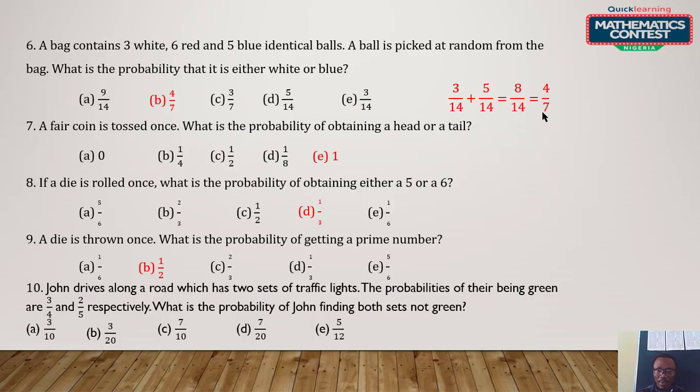Okay, time up. The answer is 3 over 20. Let's see if I add a solution. Now, look at it. The probabilities of the lights being green are 3 over 4 and 2 over 5. Now, what is the probability of both of them not green? The probability of the first one not green is 1 minus 3 over 4, which is 1 over 4. The second one not green is 1 minus 2 over 5, which is 3 over 5. So 1 times 3 is 3, 4 times 5 is 20, that's how I got 3 over 20.